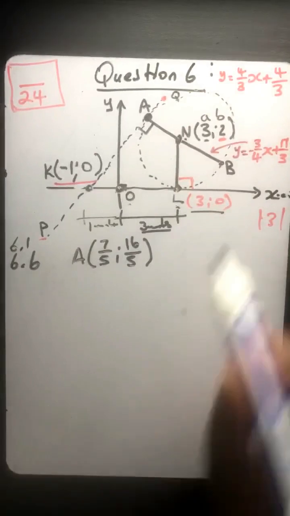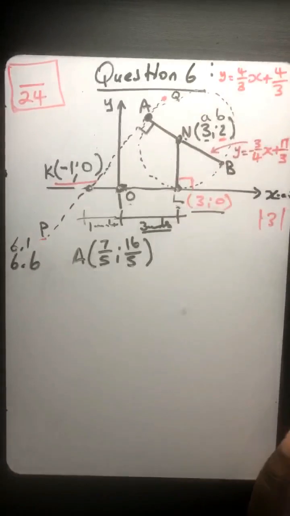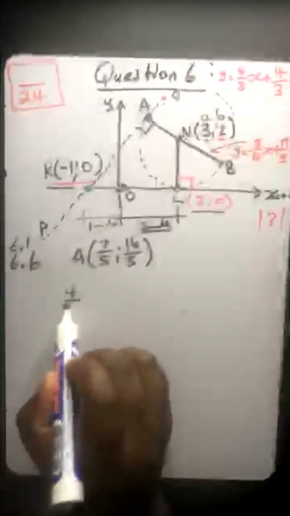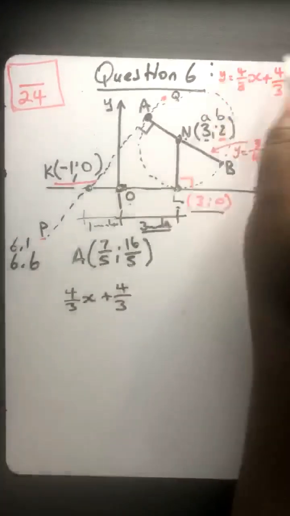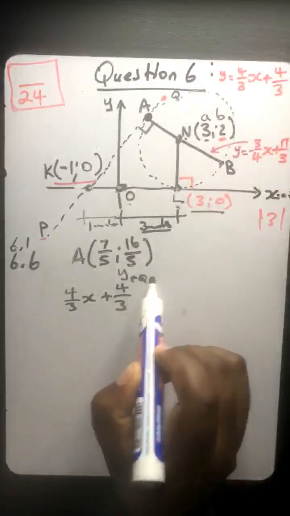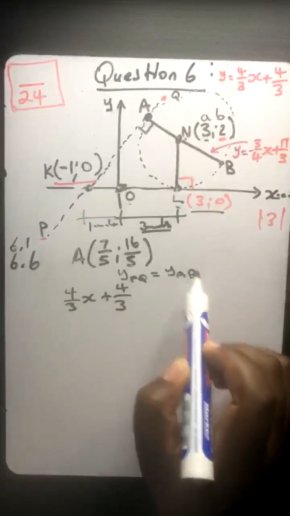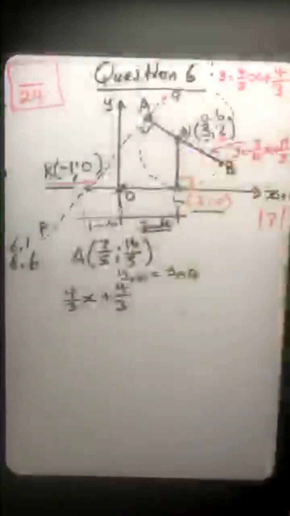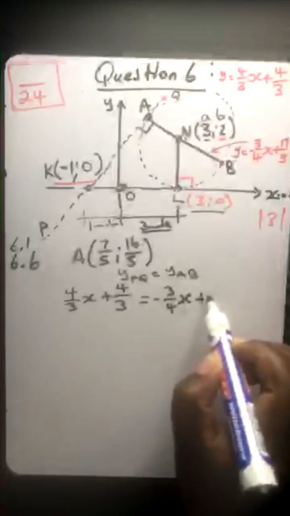So that means you are going to take that equation and equate them and then start solving. So you're going to say 4 over 3x plus 4 over 3, which is that one. So it's more like you're going to say y of PQ, you equate it to y of AB. Why do you equate them? Because at that point, this line is equal to that line, because this is the point where they intersect, where they touch. So that means it's equal to that one being negative 3 over 4x plus 17 over 3.